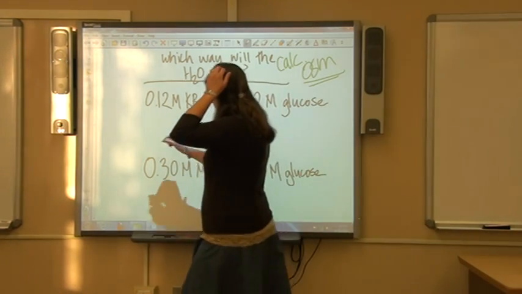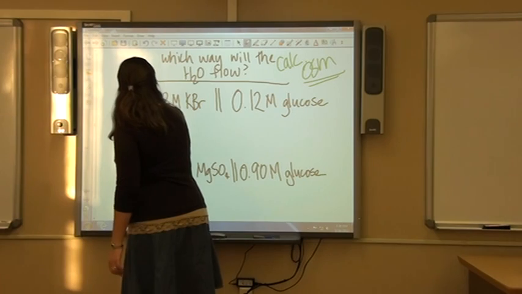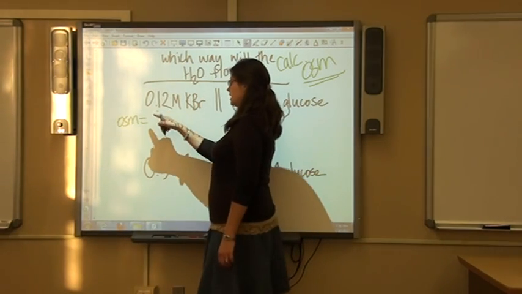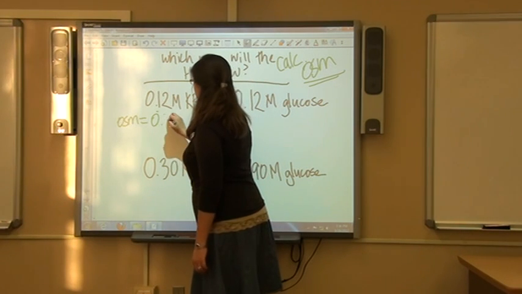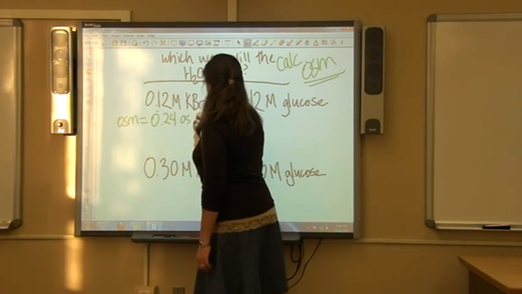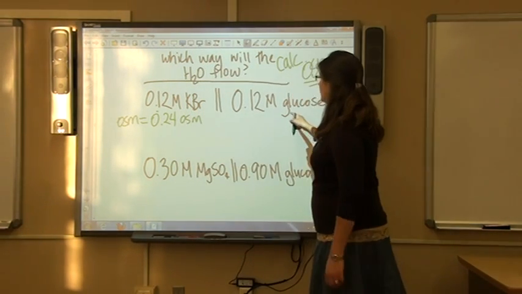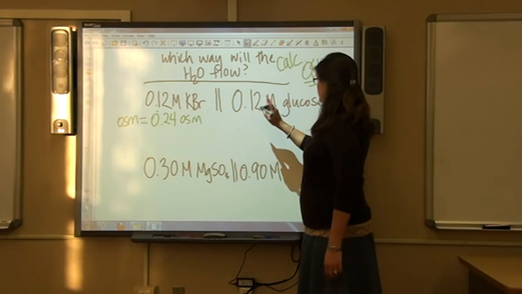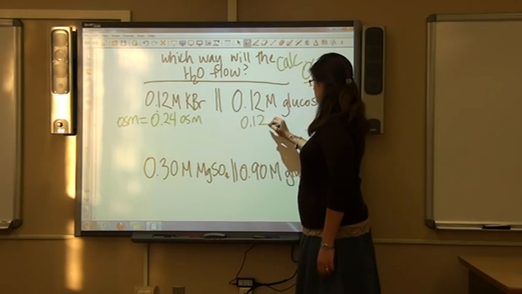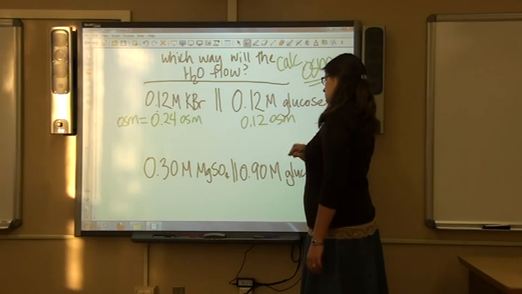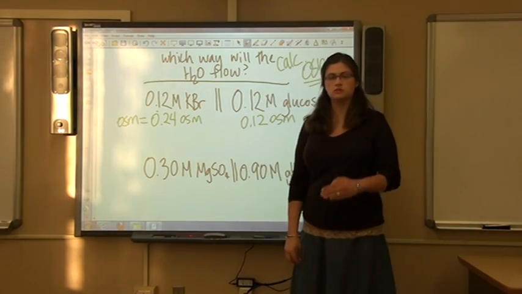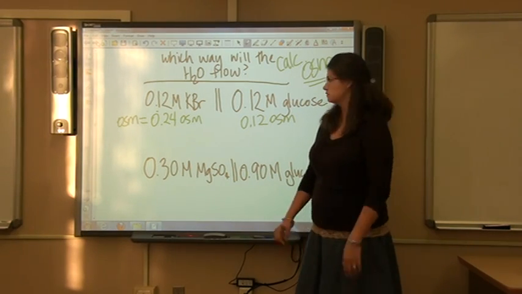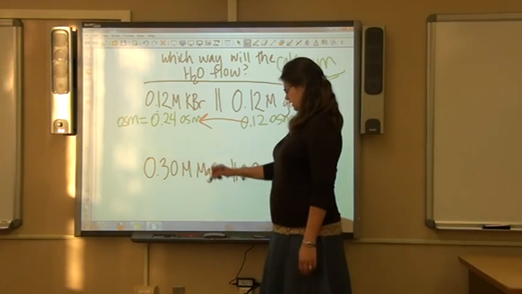Okay, so the osmolarity of KBr is 0.12 times 2. There are two particles here, K and Br. So that's 0.24 OSM. And what's the osmolarity of 0.12 glucose? 0.12. So which way is your water going to flow? Water flows from low to high. Low to high.